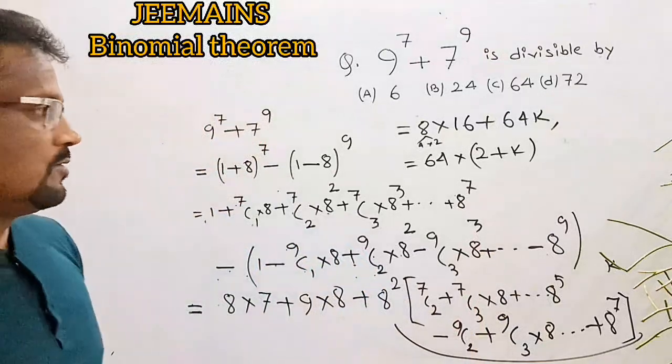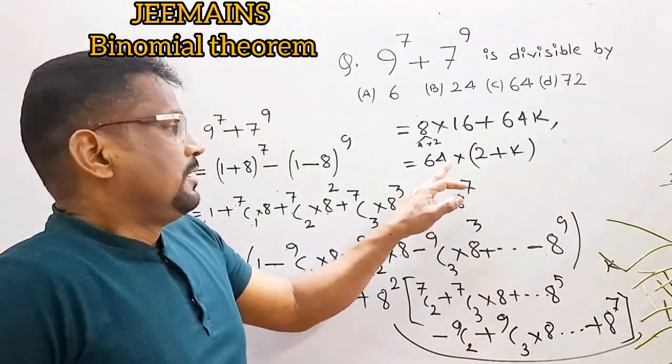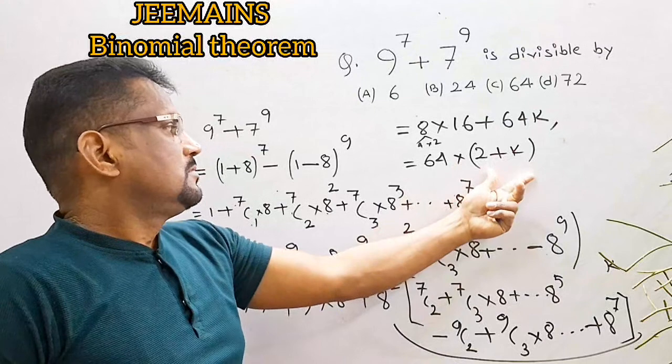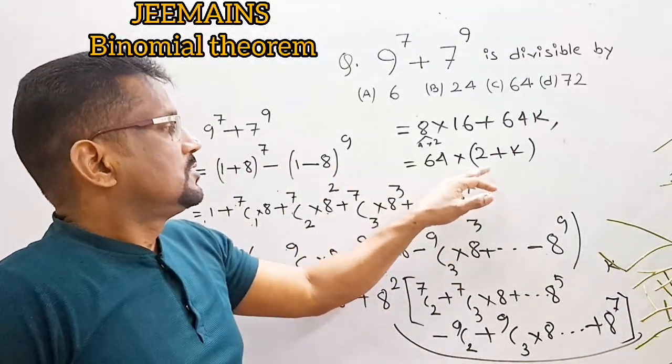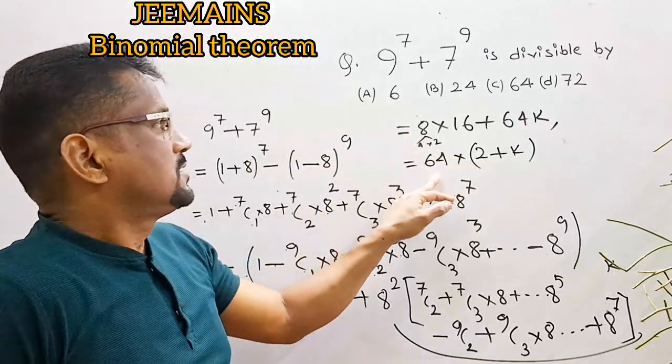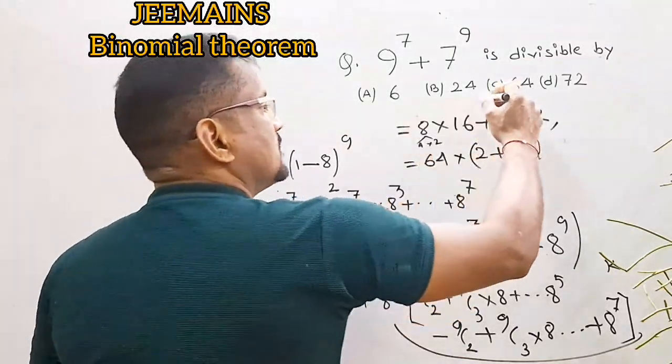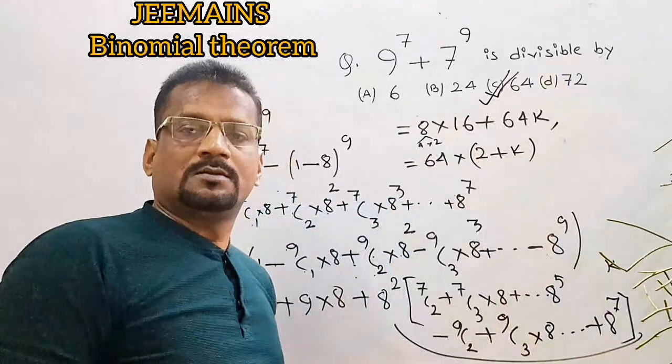That means what you have obtained is 64 into some integer. That means this value is a multiple of 64. So it is divisible by 64. Your option C is the correct option. Thank you.